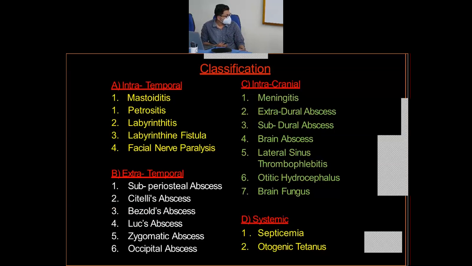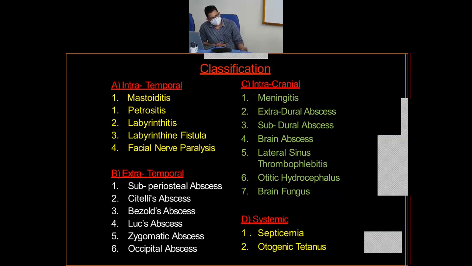Now, you should know this slide mainly: the means by which we classify the complications of CSOM. We mainly classify them as intracranial and extracranial. Extracranial means it's outside the brain. So we divide this extracranial complication into intratemporal and extratemporal.